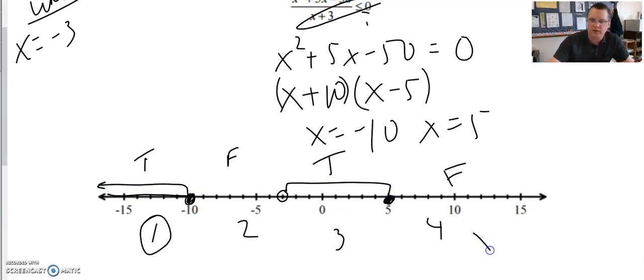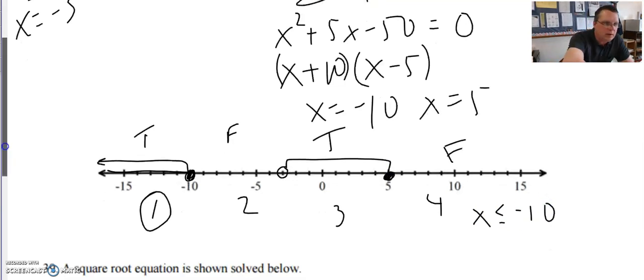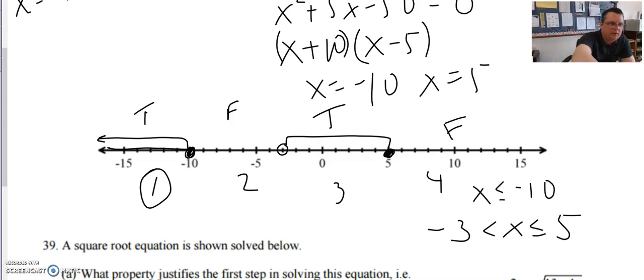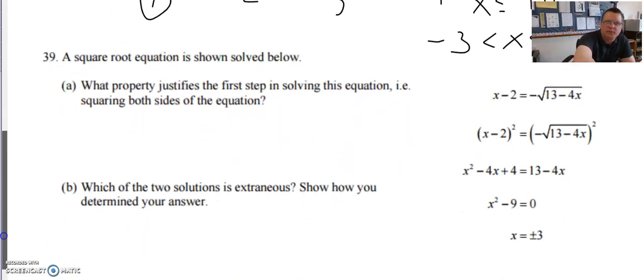So if you wanted to represent it, it'd be x is less than or equal to -10. And you can also have -3 is less than x, which is less than or equal to 5. So you got to be very careful of your inequality symbols.